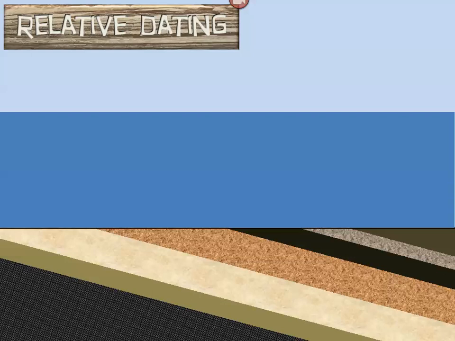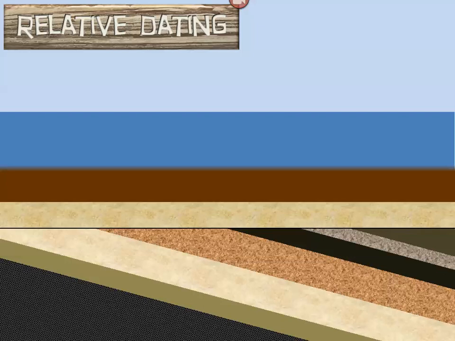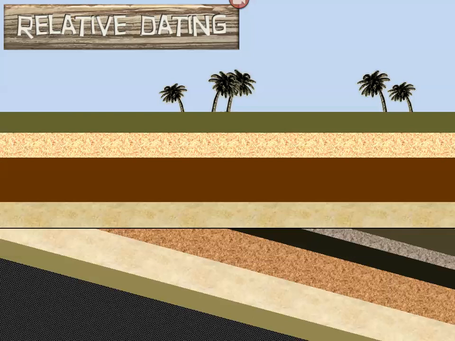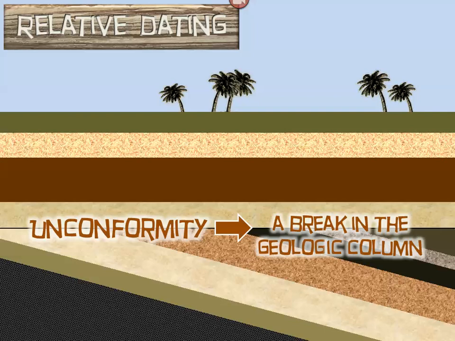Sediments wash down a river into the sea and then are deposited in nice flat layers like that. And you end up with another sequence of sedimentary rocks like so. So what you can see here is that there's definitely a break here in the geologic column. We've got a definite something different happened. And what we call that is an unconformity. An unconformity is simply a break in the geologic column.